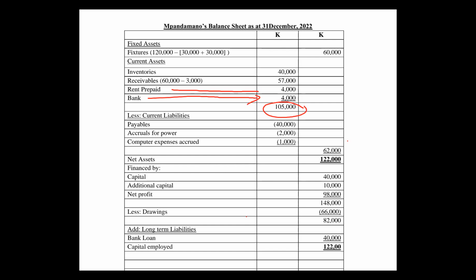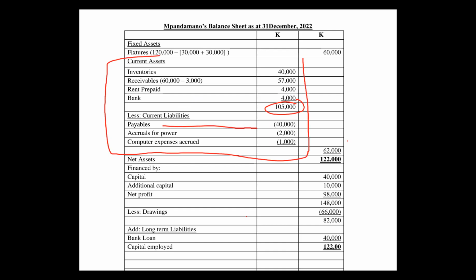let me just underscore that it depends on the format that you want to use. The balance sheet has two formats. So you can follow this one that I am presenting, then I can also show you the other one. With this one, once you add the current assets here, you have this amount. From this 105, you just have to less the current liabilities. Payables are current liabilities, accruals for power plus accruals for computing expenses. All those should be subtracted from this 105. And what you remain with as the net asset is 62,000. That should be added to the fixed assets, so that you can have the net assets equal to 122,000. Clear?